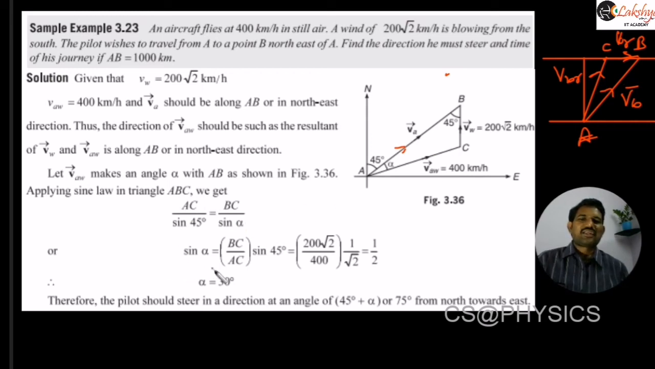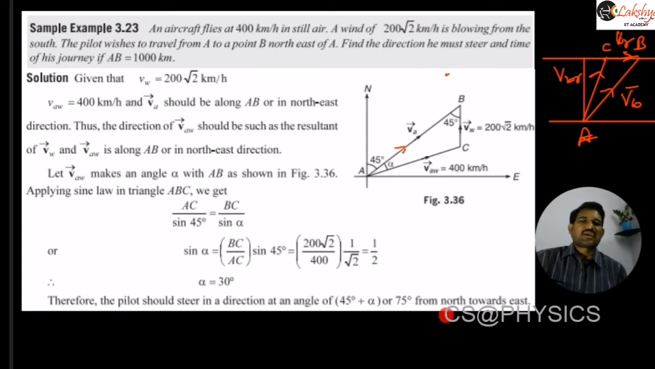From this you can write sine alpha is equal to BC by AC into sine 45. This BC by AC you can replace with the velocities, because we are representing this diagram in terms of velocities. So from this you will get the alpha value as 1 by 2 into 1 by root 2, that means 30 degrees you will get here, right?